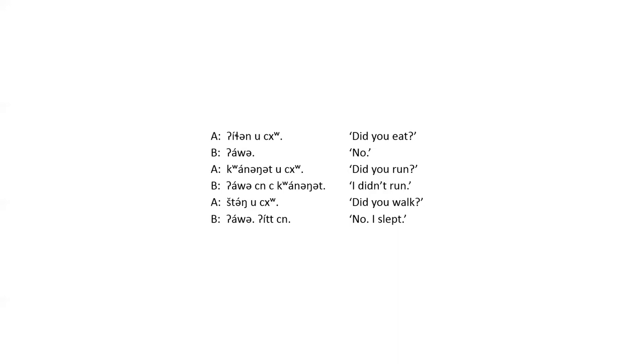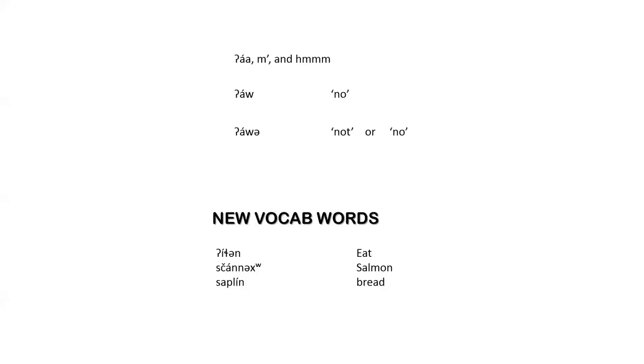Note that there are two pronunciations. Out is often used as no by itself. Awa is used as not or no when it's followed by a subject or other words. Awa is stressed and so has an accent mark. Also, awa is often pronounced differently in fluent speech. Remember that awa is stressed and so it has an accent mark.